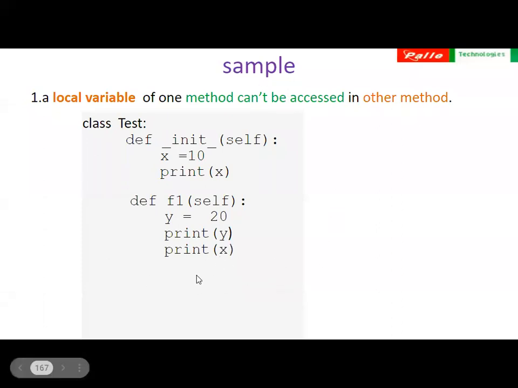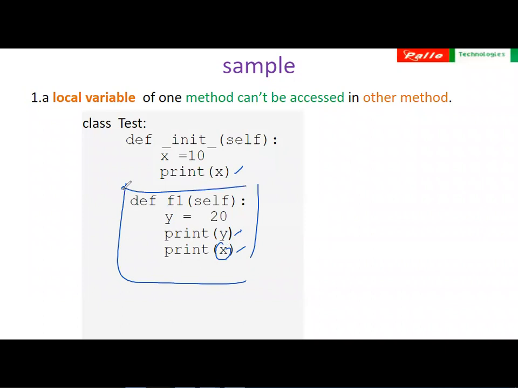Now in this code, tell me which code is going to work and which will give an error. Is it going to work? Definitely yes. What about this one? What about x? Why not? Because we don't have a variable x in this particular scope or method. In this method I don't have a variable called x, so I will definitely get an error. Is it clear?